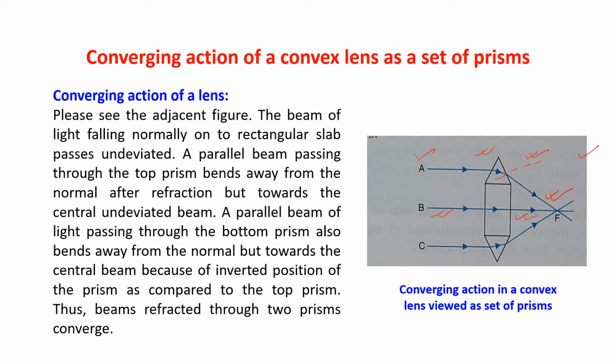For the lower prism, the ray of light is C, which is falling on the lower part of the convex lens, that is the lower prism. This is the normal drawn here. Now again the ray of light will move away from the normal, but it will move towards the undeviated ray, that means towards the B. So this is the ray. Now all these three rays are converging at a point that is F.